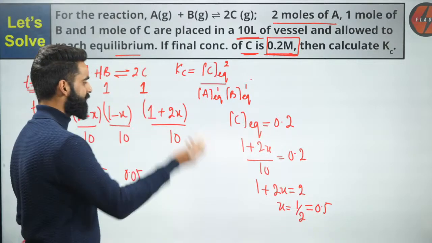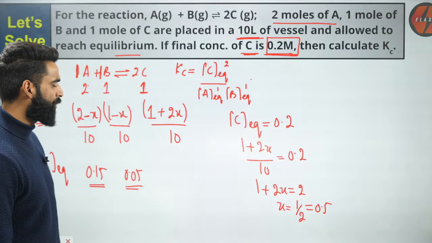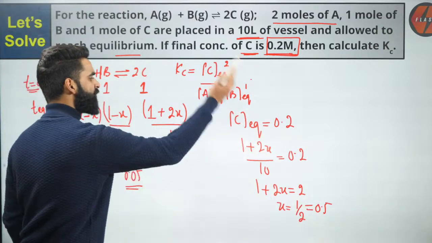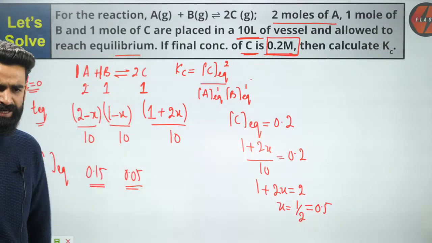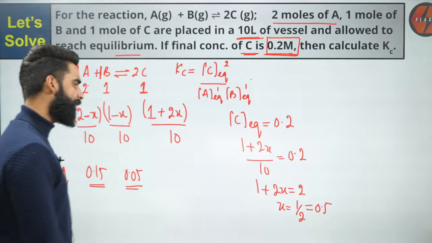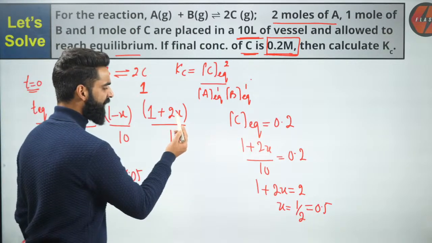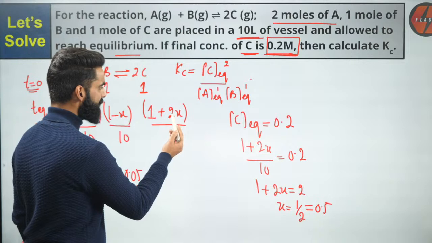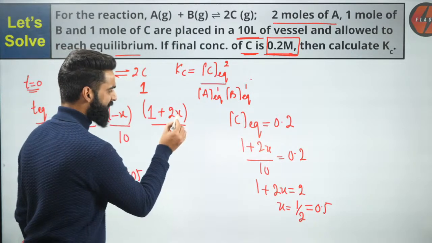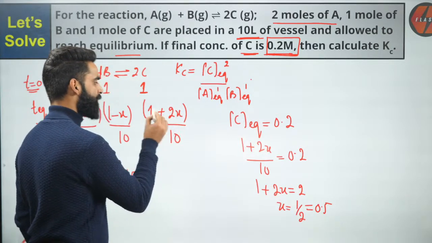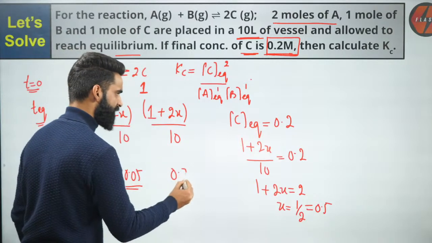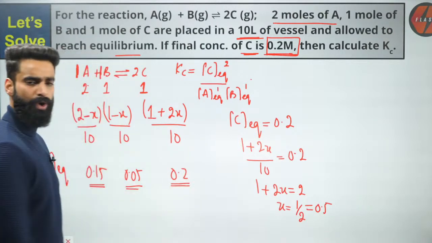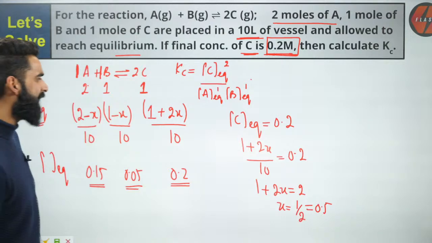Now, what about the concentration of C at equilibrium? It is given to me as 0.2. Or you can check it as well. Put the value of X as 0.5 over here. 2 into 0.5 is 1, 1 plus 1 is 2, 2 divided by 10 is 0.2, which we already knew. So I got the concentration of each reactant and product at equilibrium.